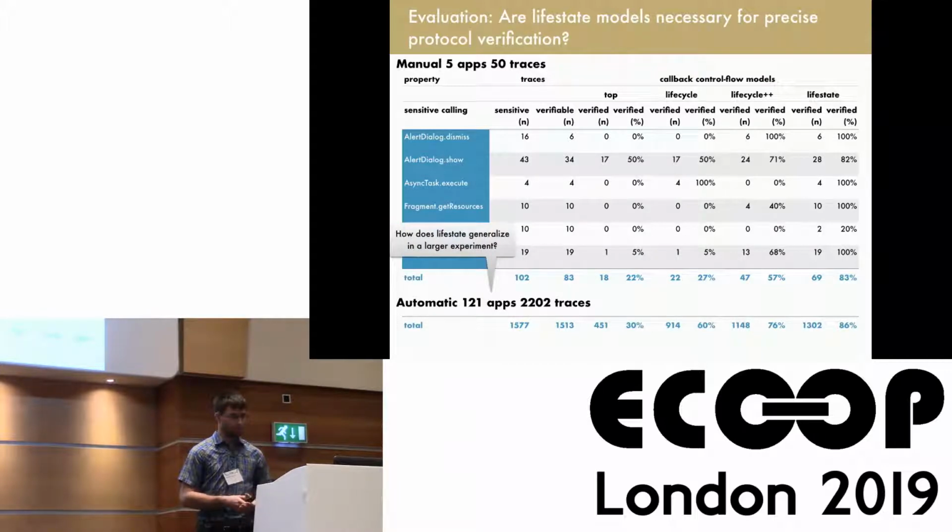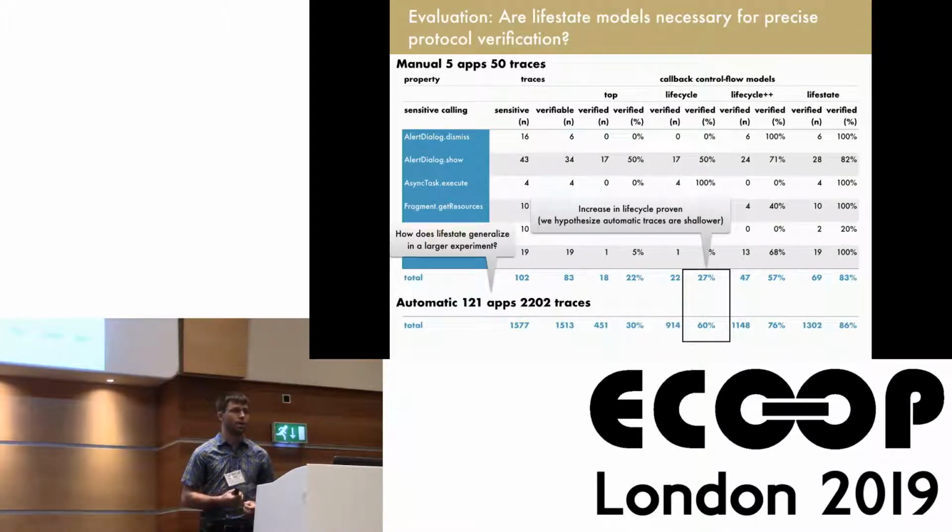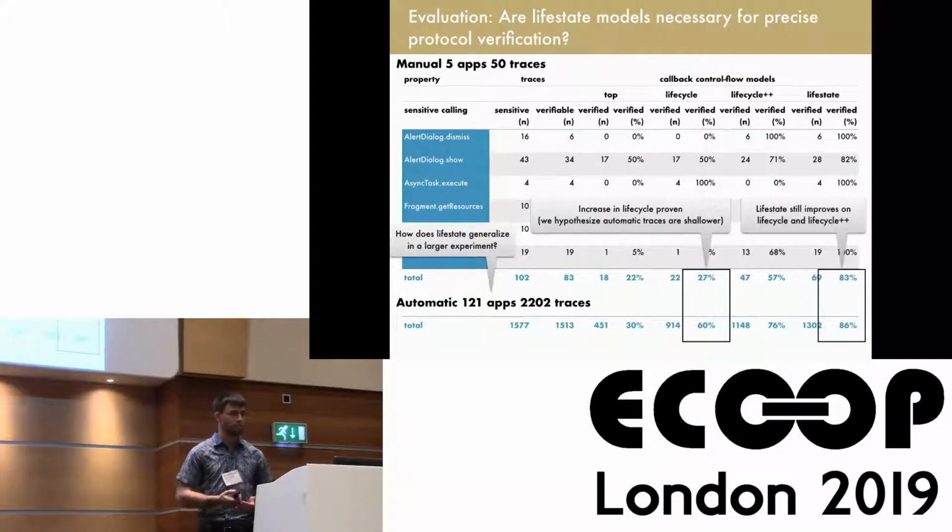So to compare it with a larger set of traces, we notice that the baseline increases a fair amount. We suspect that this is due to the automatic tracing not getting as deep into the app as an actual user. But Lifestate still improves on these baselines.